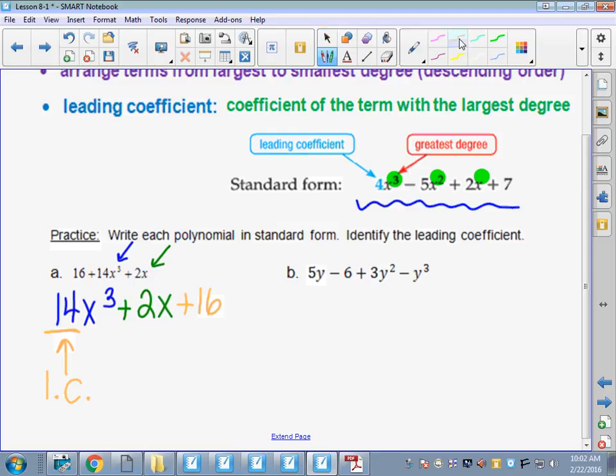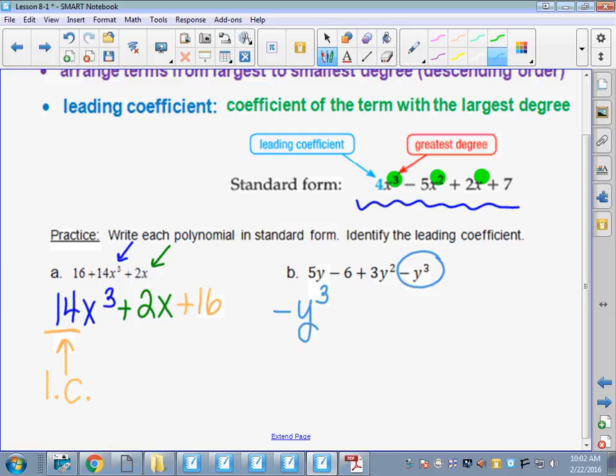So for B, I've got 5y minus 6 plus 3y squared minus y to the third. I did this one on purpose. First of all, we've only got y's, so it's my highest exponent of y. And make sure you take that sign. My first term, when I write this in standard form, is negative y to the third. The sign in front of that variable with its exponent is the sign of that term. So don't just leave that negative out there.